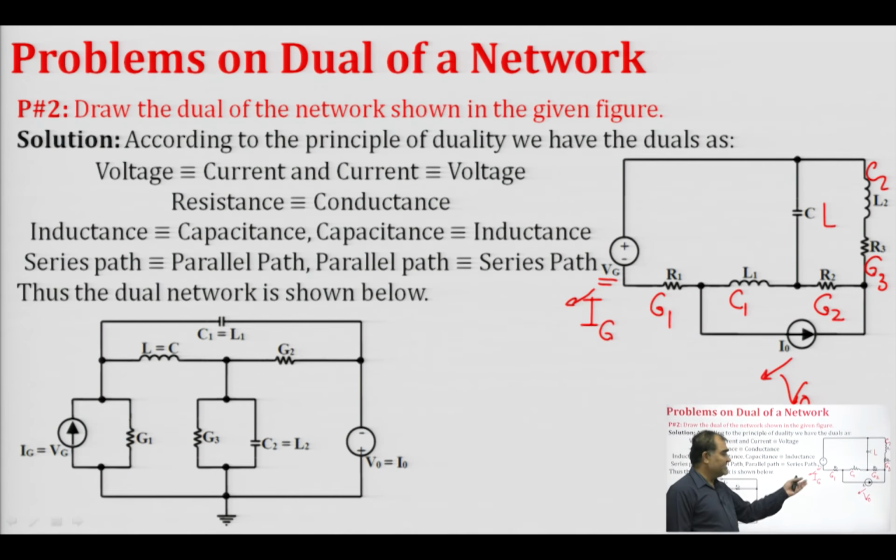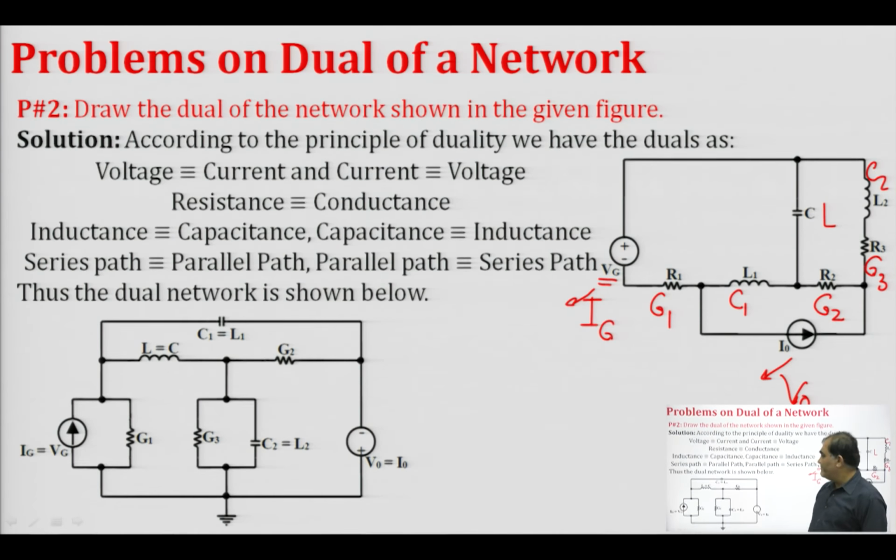First of all, in the given network we write down the dual quantities, and then we see whether they are in series or in parallel, and accordingly this voltage source becomes a current source, and this resistance which is in series with this will come in parallel, and it will become G1, and then we can replace this current source by a voltage source, and then we can see that these two resistances are in parallel. So, they will be in series, and we get the dual of this network.